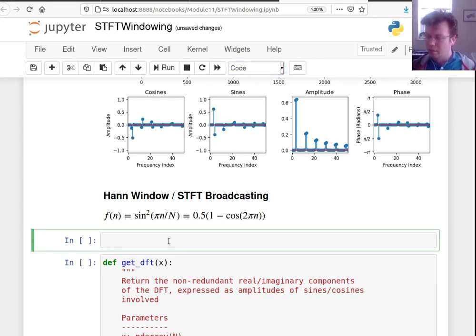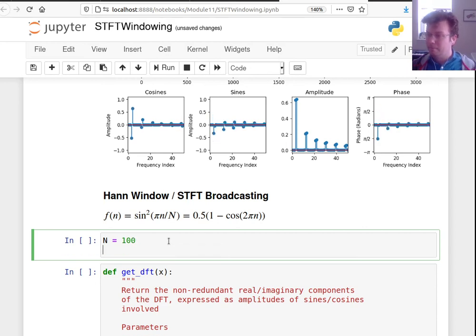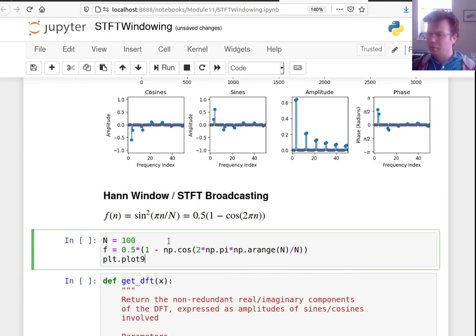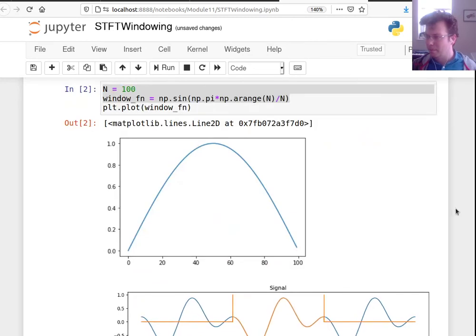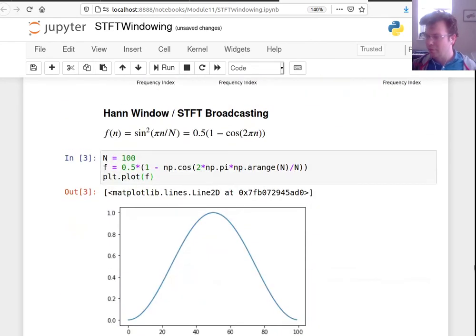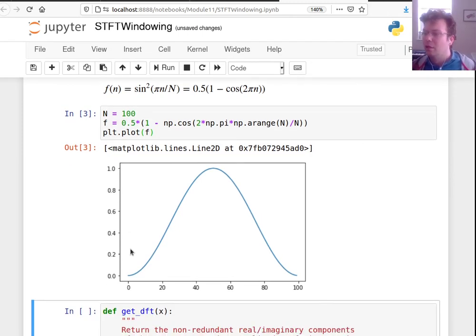Okay, so I'll say, again, N equals 100. I'll say f is equal to 0.5 times 1 minus cosine of 2 pi, and I get all my samples there. All right, let's plot this. So it looks like that. It bows out at the end a little bit more, whereas the sine just went kind of straight down. So it actually changes its concavity near the end here. Okay, so this is a more commonly used one.